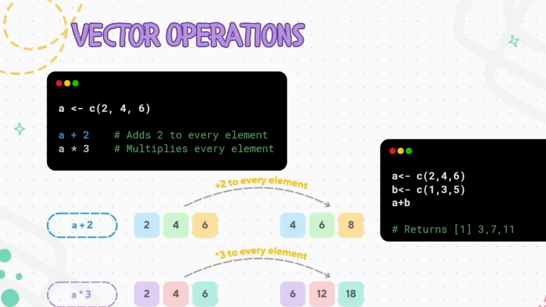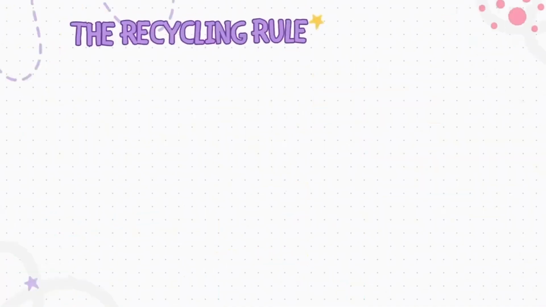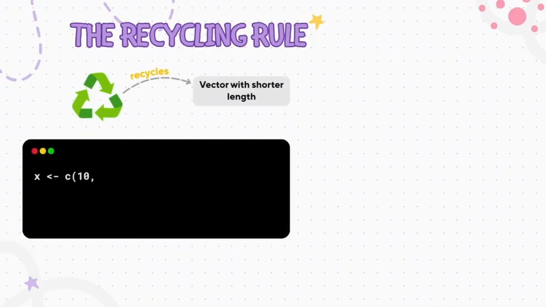Like I mentioned before, with the help of vector operations, we don't require any loops to work with individual elements of our vector. Now, on the topic of performing operations with vectors, we arrive at a concept that is unique in R. So do pay attention. That concept is the recycling rule. If you operate on vectors of different lengths, R recycles the shorter one, or let's say the vector with the shorter length.